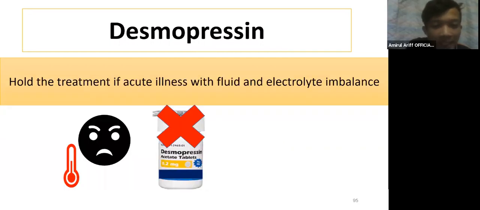Another thing regarding desmopressin is that if the child has an acute illness with a fever or electrolyte imbalance, we need to hold the treatment first because, like we discussed previously, of the side effect. They have hyponatremia and so on.